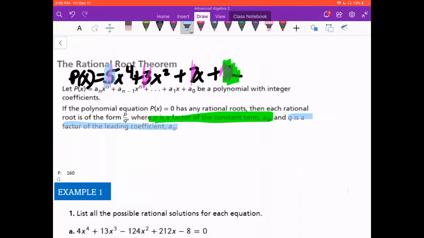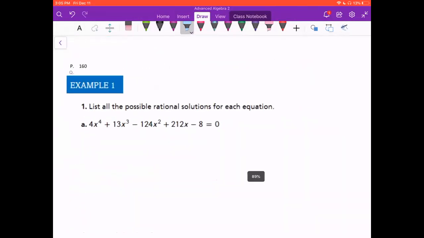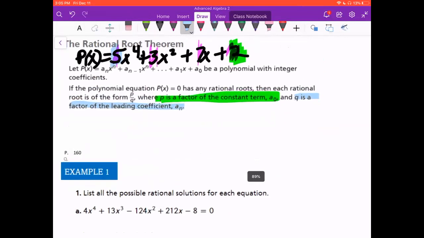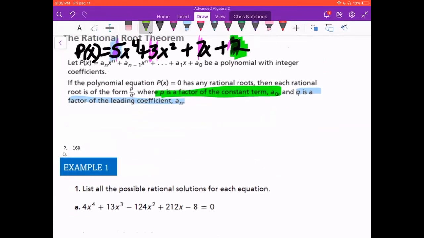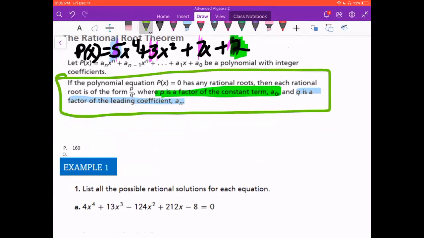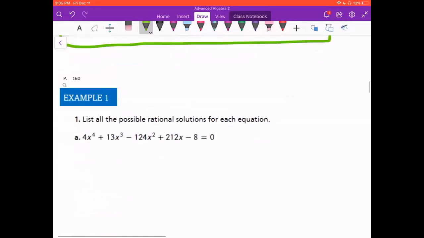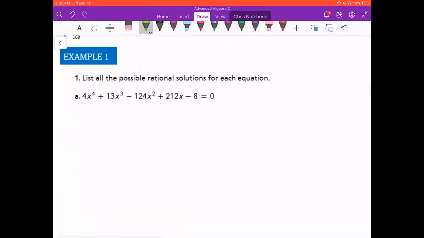Okay, so let's look at example 1 so you can start writing some of this down. And you probably should write down the rational root theorem. And I suggest you write this part down because that's what you're going to need to remember in your workbook. Okay, so example 1 says list all the possible rational roots for each equation. And you can think of rational solutions as possible rational x-intercepts, because we were talking about graphs.